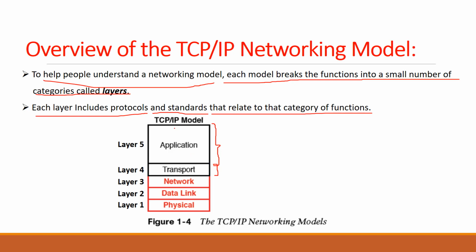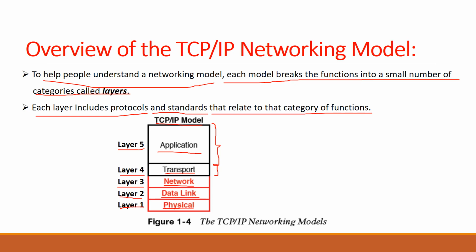As you can see, the TCP/IP model consists of 5 layers: application, transport, network, data link, and physical. And they are numbered from down to up. Layer 1 is the physical, layer 2 is the data link, layer 3 is the network layer, layer 4 is the transport layer, and layer 5 is the application layer.